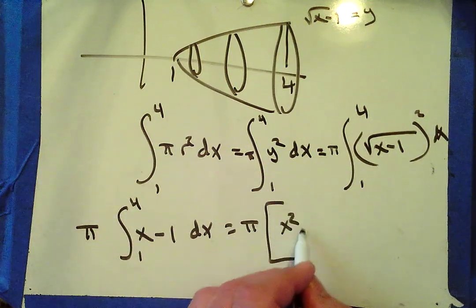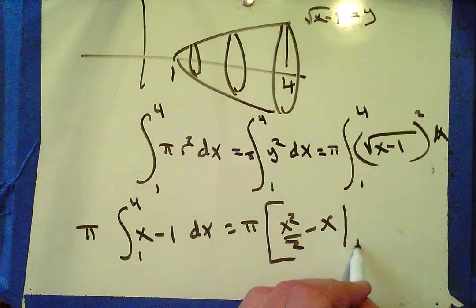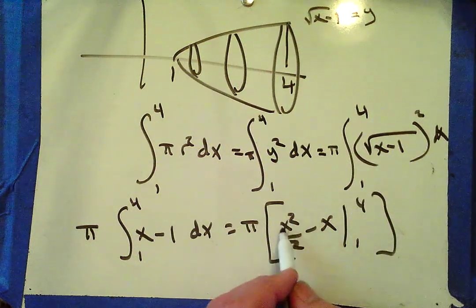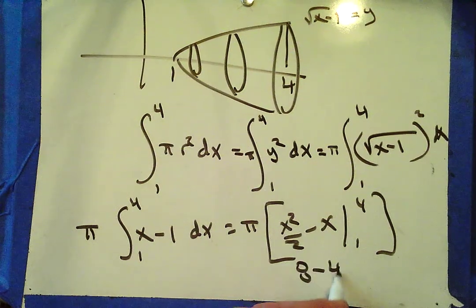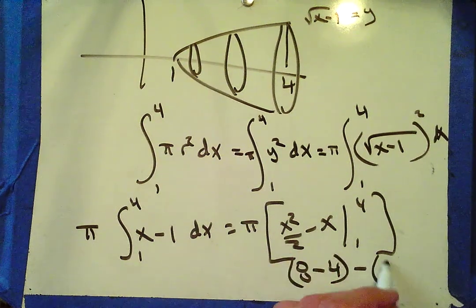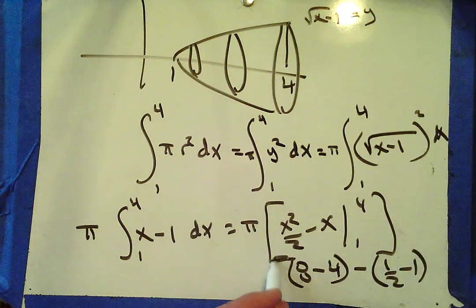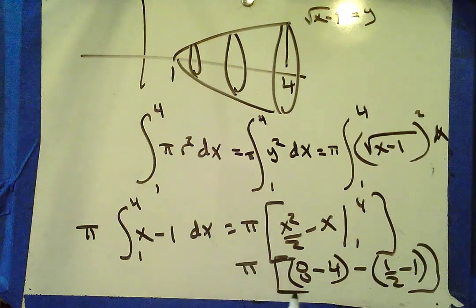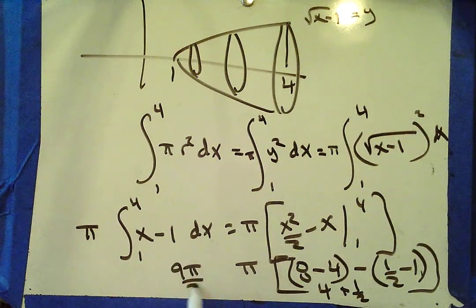So we're going to have x squared over 2 minus x from 1 to 4. Okay, so I get 16 divided by 2 is 8 minus 4, minus, I plug in a 1 half minus 1, and don't forget there's a pi out in front. So this is 4, this is minus 1 half, minus a minus 1 half is plus 1 half, so 4.5 pi or 9 pi over 2. 9 pi over 2 corresponds with choice D. Okay, problem number 20.